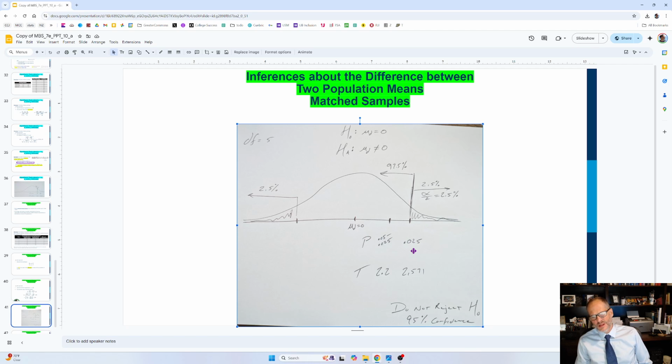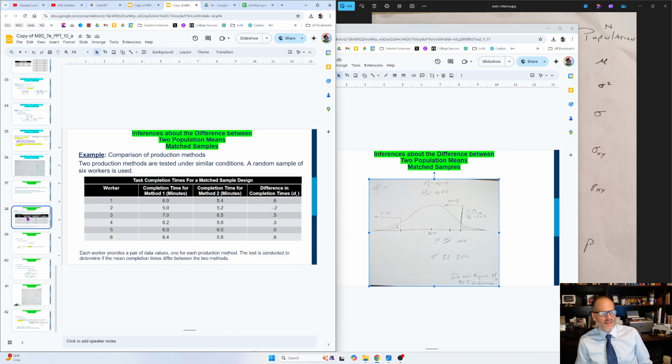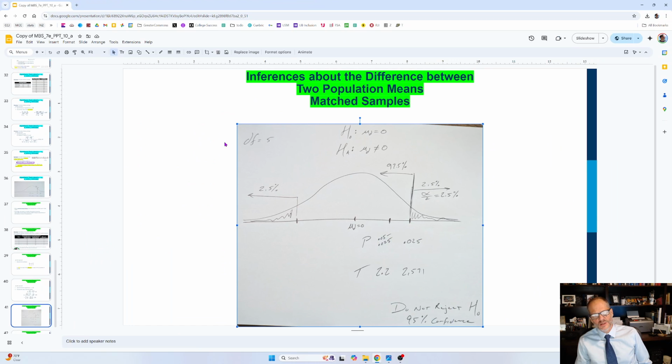Or 2.5%. And if we look, what is our degrees of freedom? Our degrees of freedom was 6, and this is the old way of measuring degrees of freedom. The original way that we learned is just one less than the number of elements in our sample. So we've got 6 elements here, so our degrees of freedom are going to be 5. I made that notation here: degrees of freedom are 5.